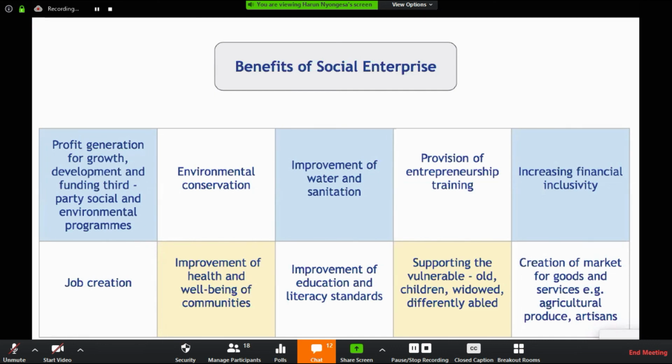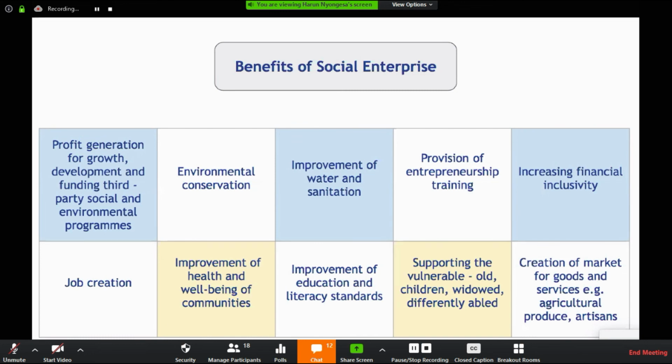Then provision of entrepreneurship training, like we saw Civil Box, supporting the vulnerable, who are the old, the children, widowed, and the differently abled, not the disabled. Then increasing financial inclusivity. We have some of these enterprises focus on helping women, especially the widowed, to be more financially empowered through such activities as stable banking and so on.